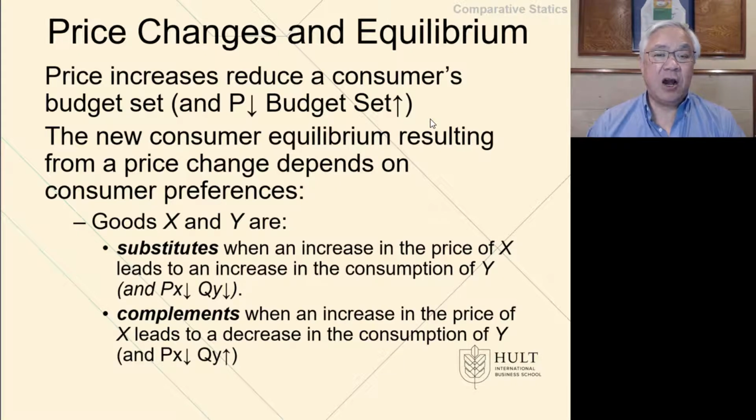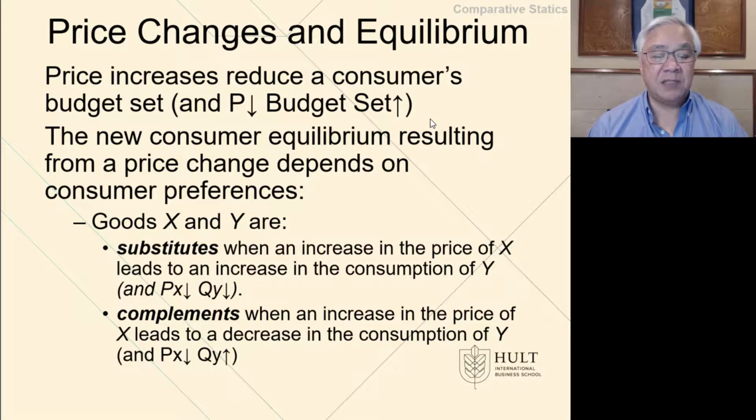So the new consumer equilibrium depends on a couple of things. First is, are they substitute goods or are they complements? A substitute is where you can buy X, or the price of X goes up, you can just jump over and buy Y. That's a substitute. So I often use Coca-Cola and Pepsi. So I can buy Coca-Cola. If the price of Coca-Cola goes up, I'm not picky. I'll buy a cola drink. I'll buy a Pepsi. So that's a simple example of a substitute.